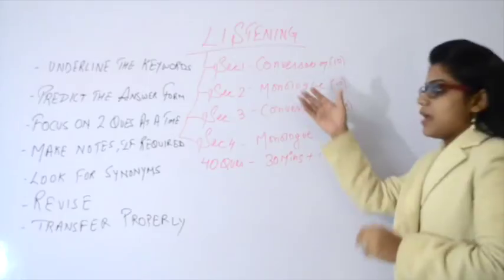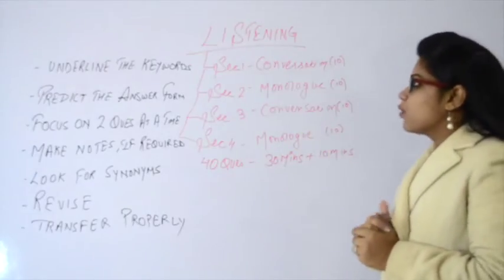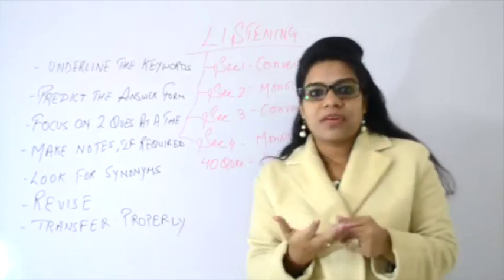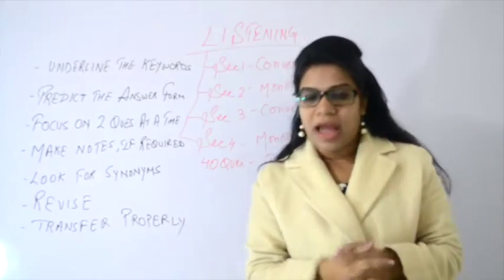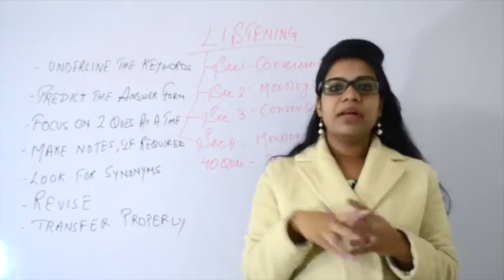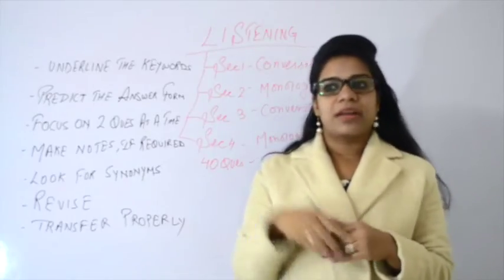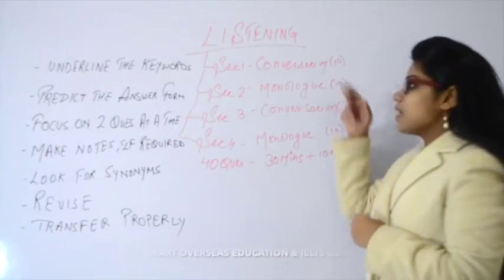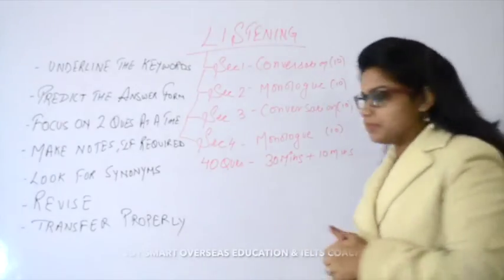It has 4 sections, like I said, starting with section 1, which is a conversation. In this, the student will listen to a conversation between just 2 people, and it would be a general one. For example, renting an accommodation, finding a particular place, booking something. It has 10 questions pertaining to that particular section.